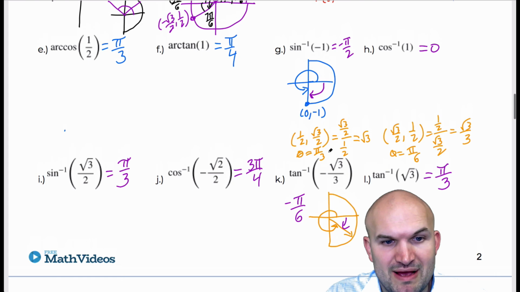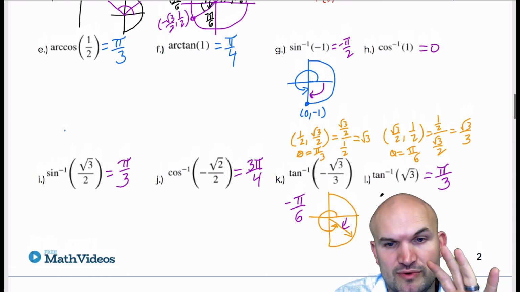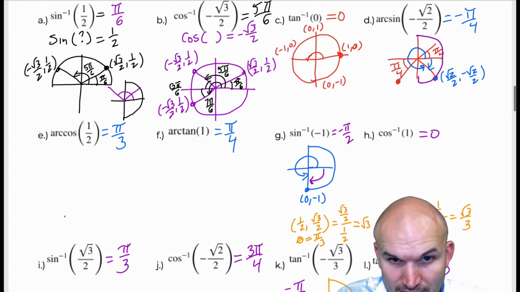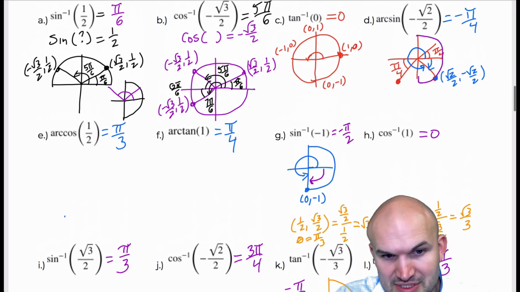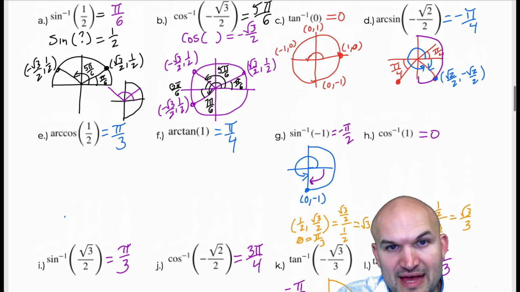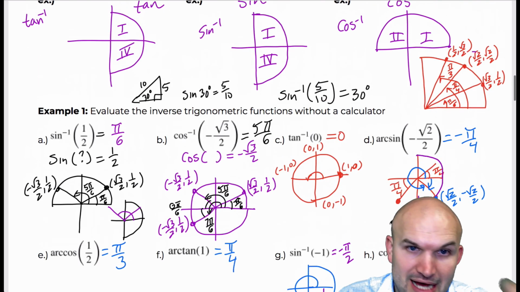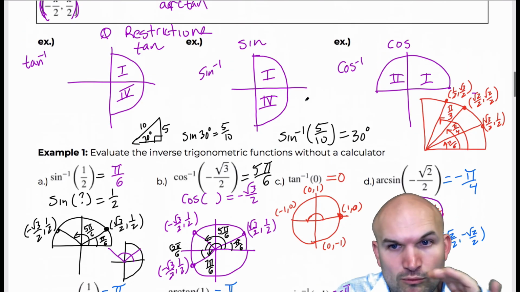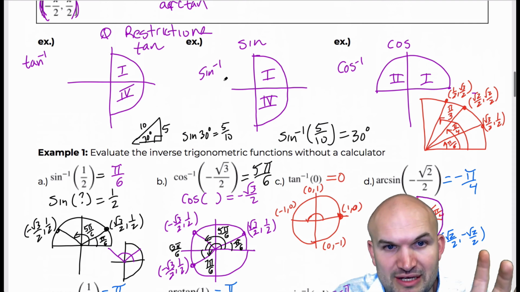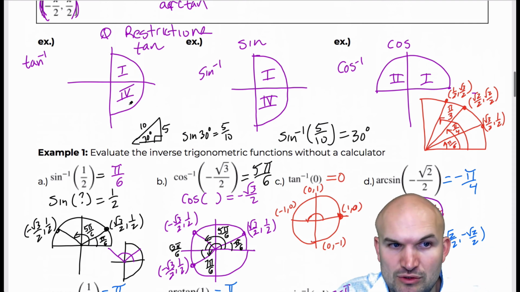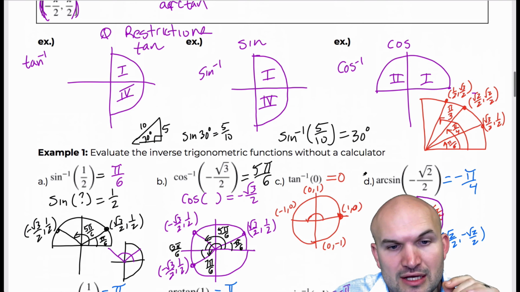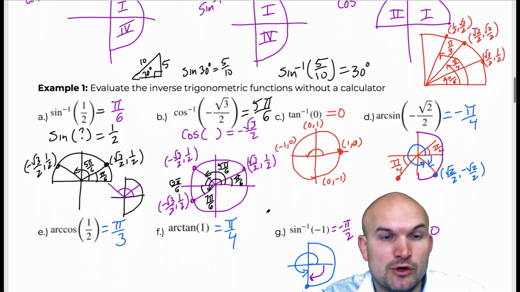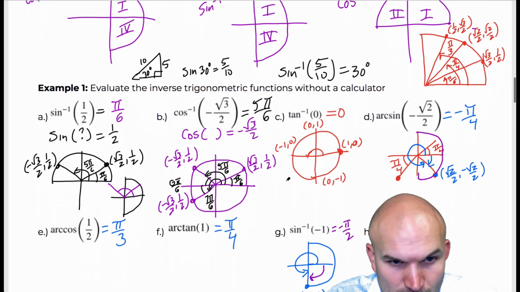Be very careful when you have negative angles, right? Because when you have negative values, that means that your function is going to be obviously negative. And there's only one quadrant where your angle is going to be negative for each of these. Tangent is only negative in the fourth quadrant. Sine is only negative in the fourth quadrant. And cosine is only going to be negative in the second quadrant. So when you have negative values, you're only going to be looking for an angle in those quadrants.